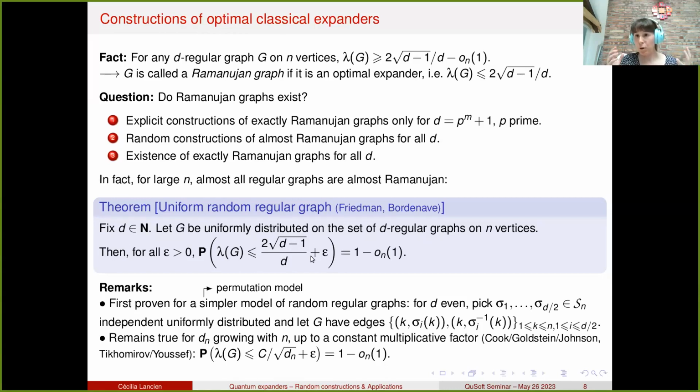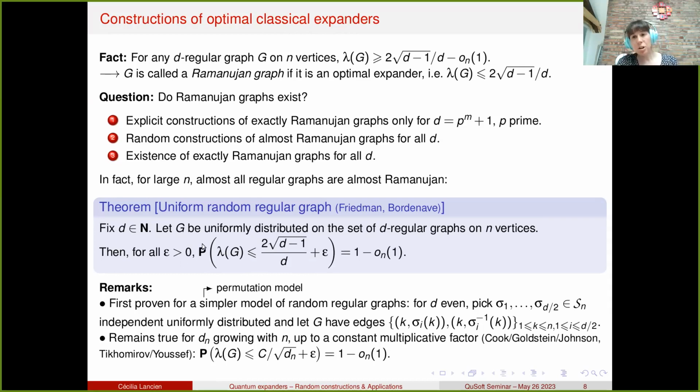Okay, so this is a very strong statement. If you pick a graph according to this uniform measure, then for large n, almost all of them almost achieve this lower bound 2 times square root of d minus 1 over d. So maybe just one comment, because it will be useful later on.